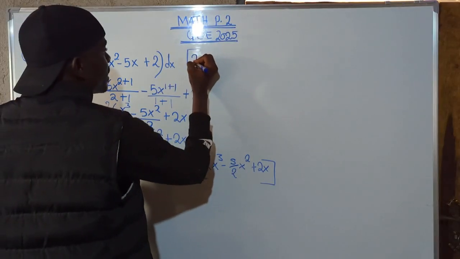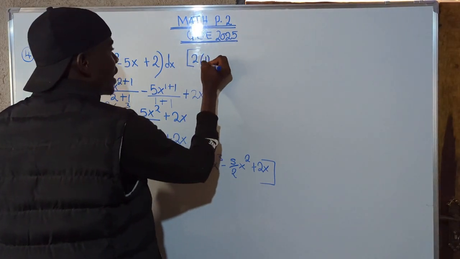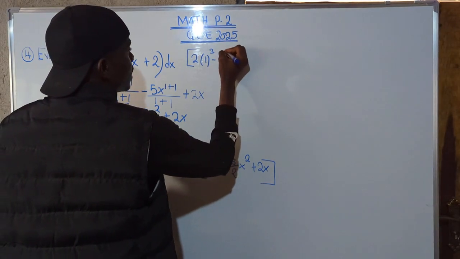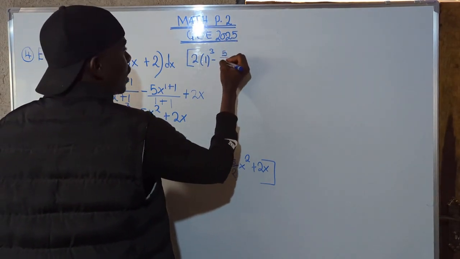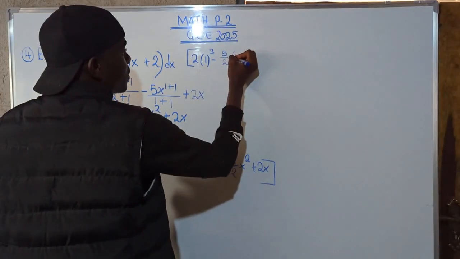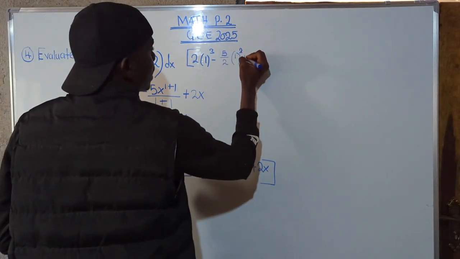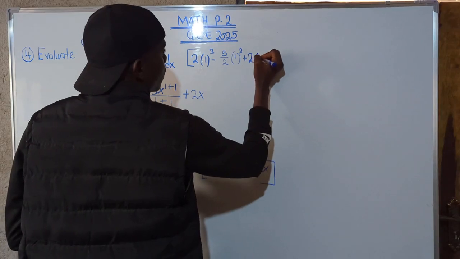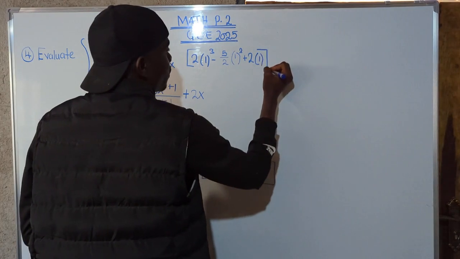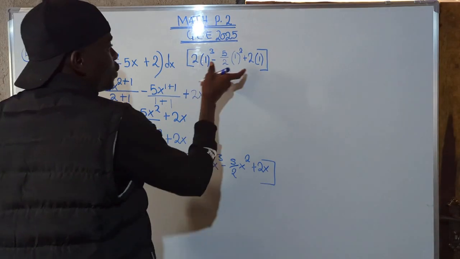So everywhere where there is x, I'll be replacing with 1. So I'm going to put 1 here. Then this is going to be to the power 3 minus 5 over 2. Then where there is x here, I'll replace with 1 to the power 2 plus 2, then 1. So everywhere there is x, I'm going to be replacing with 1. Okay? Then I need to find my value.